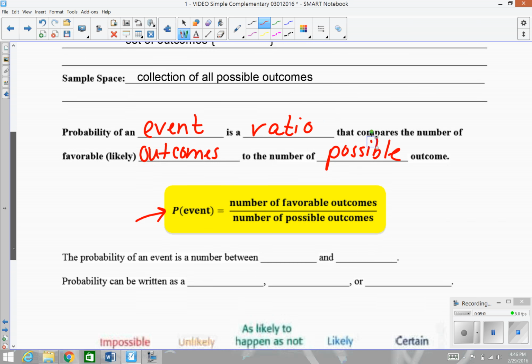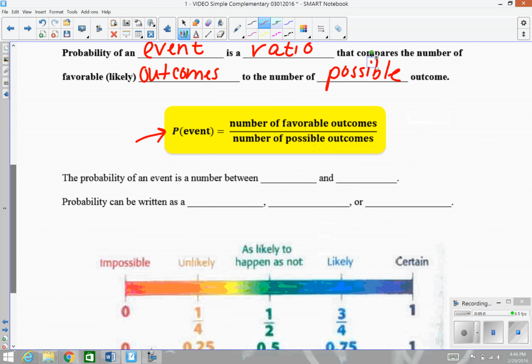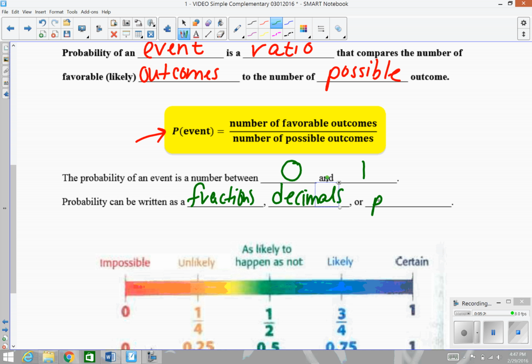What's important to know about probability is that probability should always be a number between 0 and 1. If you get something else, you're wrong, so go back and check your work. We can write our numbers as fractions, which is the most common, decimals, or percents.